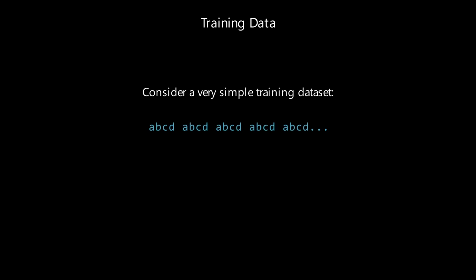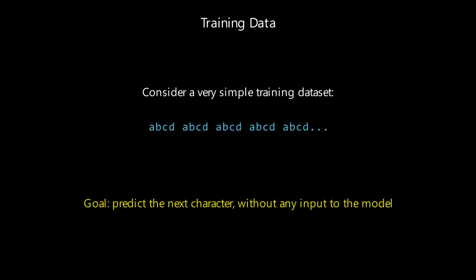Let's consider a simple training dataset: ABCD, ABCD, ABCD, and so on, where we already know what the prediction should be. At every step, we try to predict the next character. Unlike real LLMs, we won't use prompts or instructions, just to keep things simple.